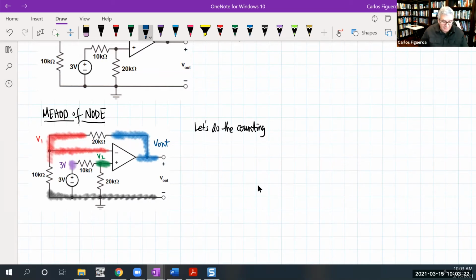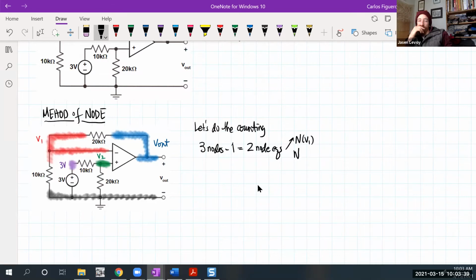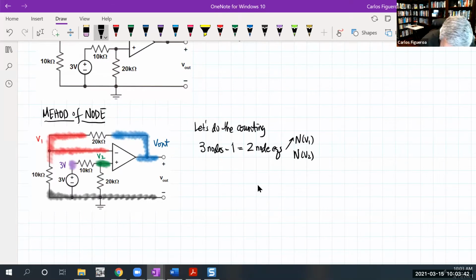So what you're seeing here is that I have 1, 2, 3 nodes, minus 1 source, so I should have 2 node equations. Which nodes does it have to be? Node V1 and node V2, and then I'm going to have the ideal condition. So I should have 3 equations, 3 unknowns. Let's go write the 2 node equations.